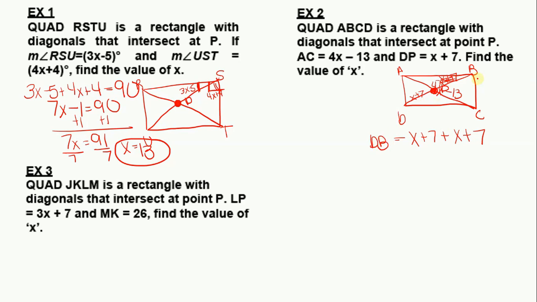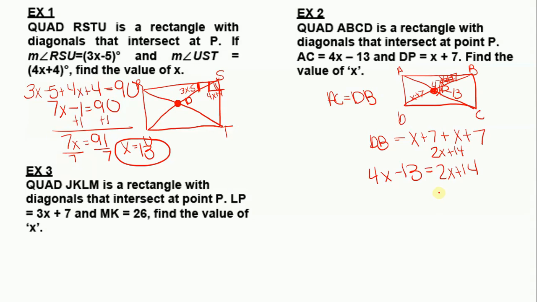Well, we know based on our properties of rectangles that diagonals are congruent. So I know that AC has to be equal to DB. And they told us AC is 4x minus 13. So I can set 4x minus 13 equal to this together. So that would be 2x plus 14, because that is DP plus PB.